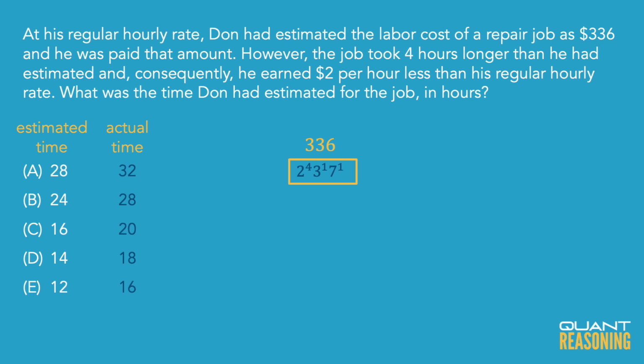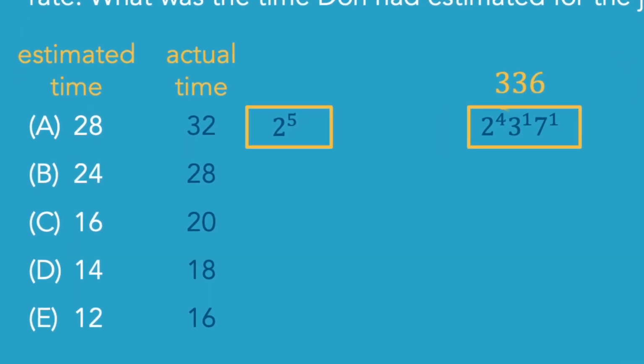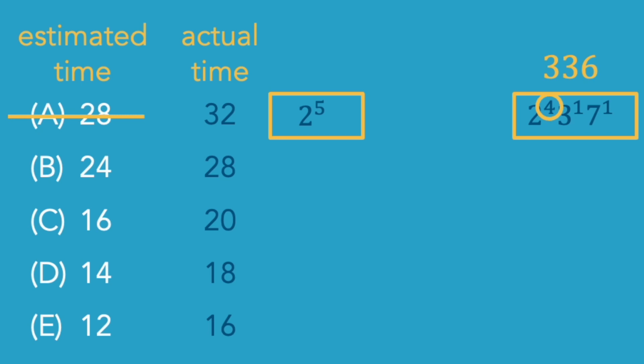You see, if an estimated time is not a factor of 336, or if the actual time is not a factor of 336, I'll go ahead and eliminate those answer choices right away and only look at the ones that remain. I'll eliminate answer choice A because 32 is not a factor of 336, and we can see that very easily by comparing the prime boxes. 32 is 2 to the power of 5. There's not enough 2's in 336 to accommodate 2 to the power of 5.